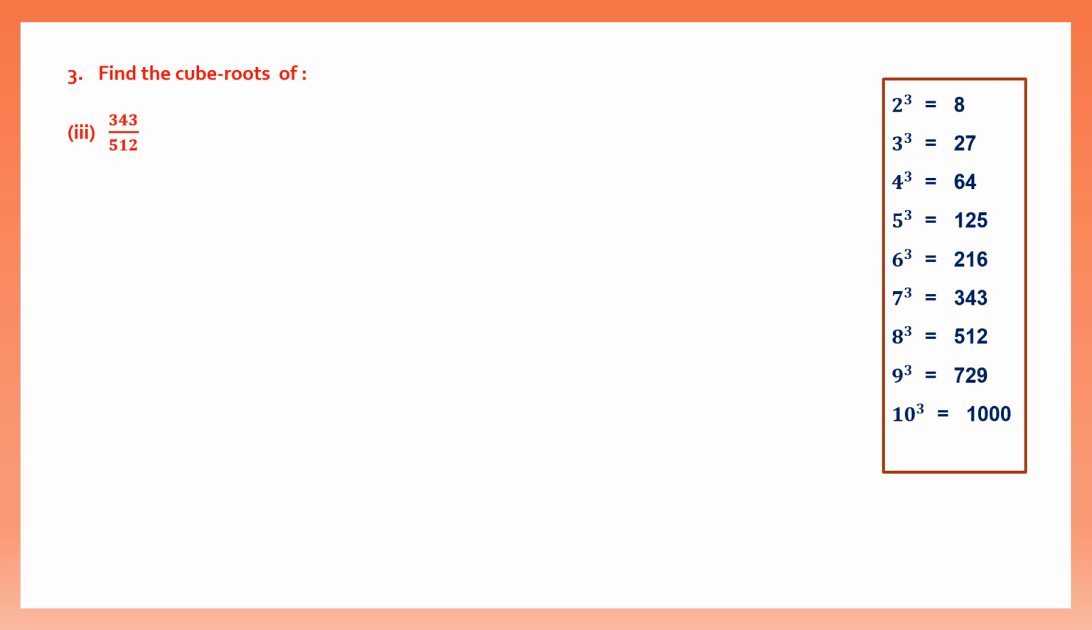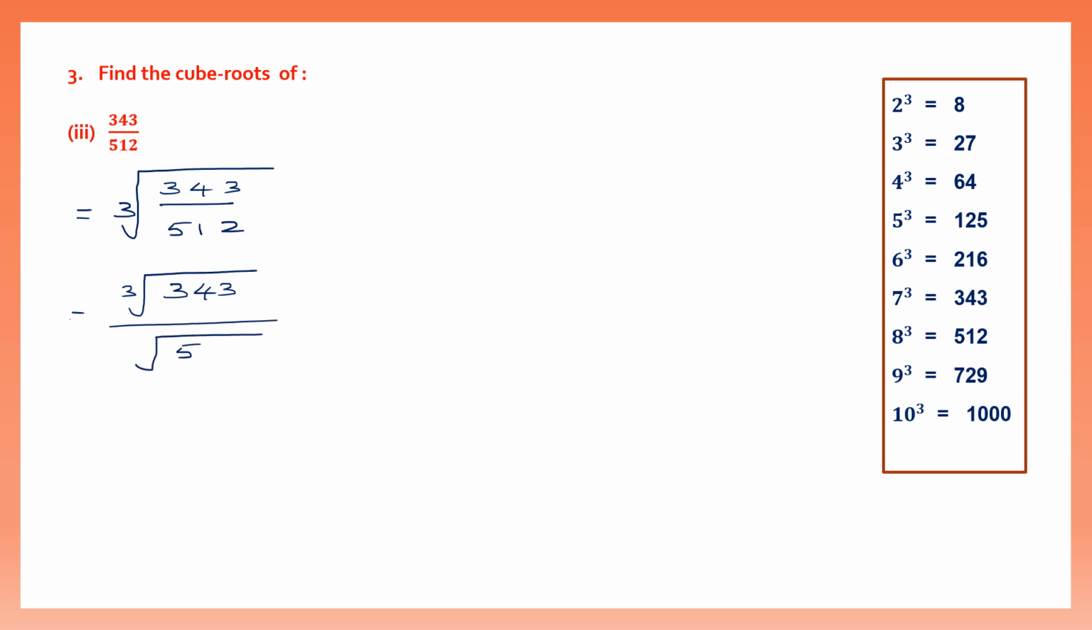Question 3. Here also let's do it the same way. First step is we're going to put it in the form of a cube root with the symbol, 343 by 512, and we're finding the cube root. Here 343 is here. The cube root of 343 is 7. So let's write that. Before that, remember, we are separating them. This is the cube root of 343 and the cube root of 512.